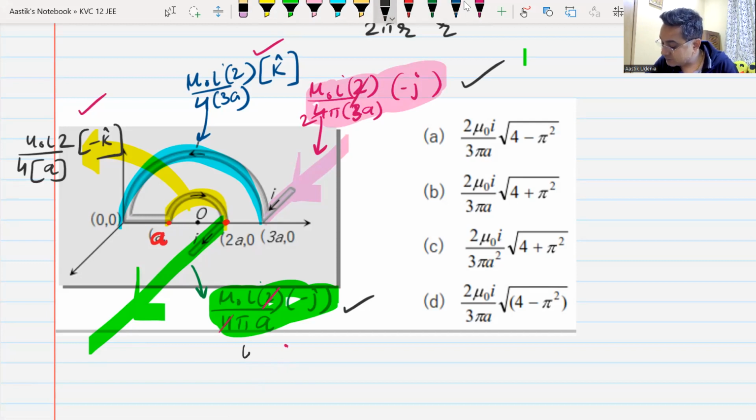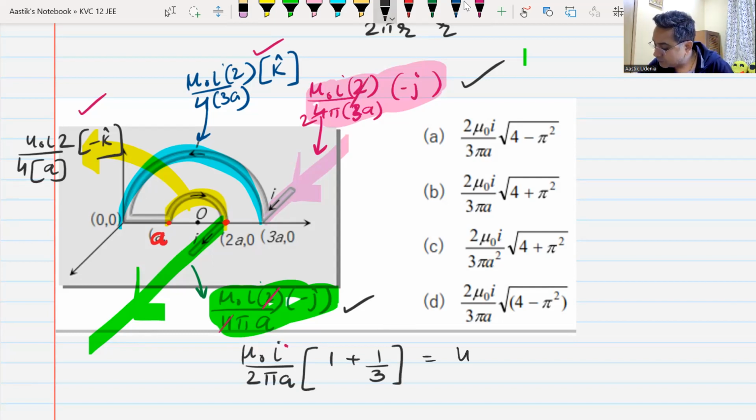Let me use a black one. Mu naught I by 2 pi A into 1 plus 1 by 3. So I will have mu naught into, again I will get 4. So 2, 3 pi A into I. This will be the field along minus J. I hope I have not made a mistake in calculations.